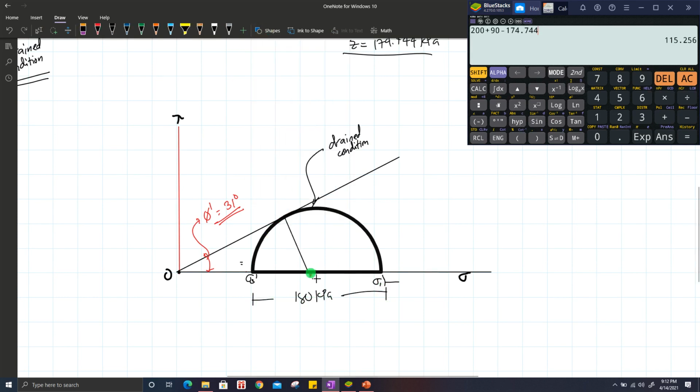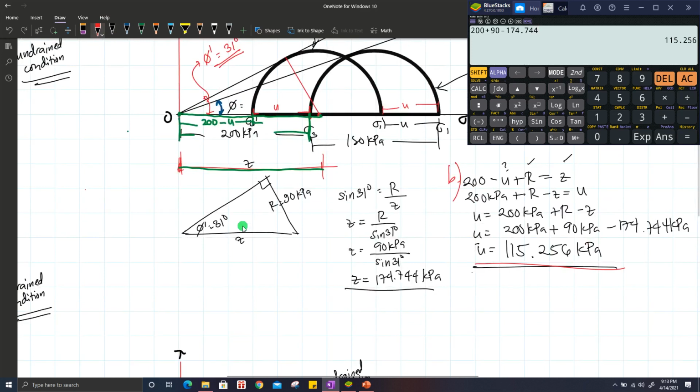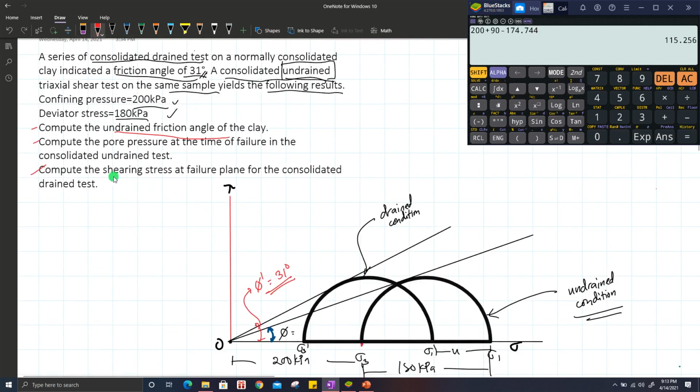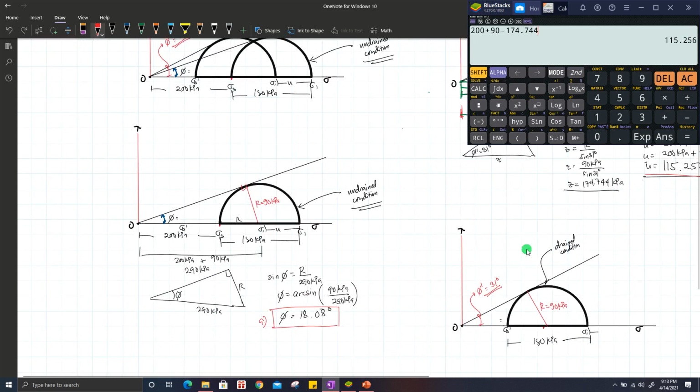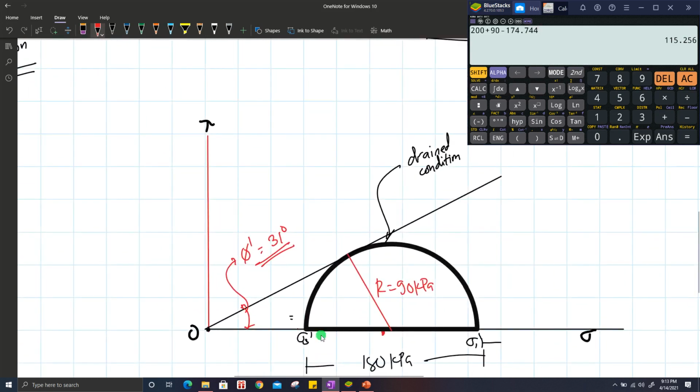I-drawing ulit natin yung radius. So, yan. Yung radius, it's 90 kilopascal. So, yun. Tinatanong dito class yung shearing stress at failure plane. So, yung failure plane natin ay nandito, dito sa point na to. So, yung shearing stress niya, kunin lang yung vertical distance niya. Okay? So, itong vertical distance na yan, yan yung ating shear at failure plane.